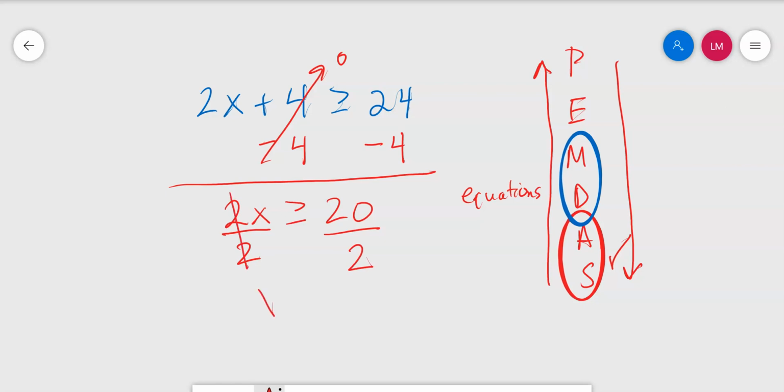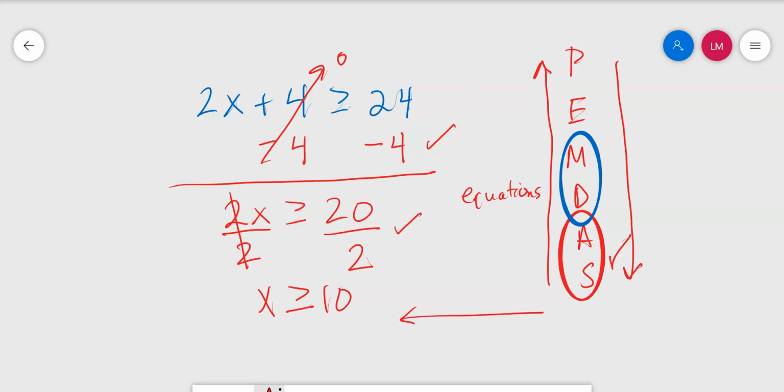God bless you. And x is, do not flip it because we did not divide by a negative 2, greater than or equal to 10. And that's it. I did two steps. I did the minus 4 and then I did the dividing by 2. That's why it's called a two-step inequality.